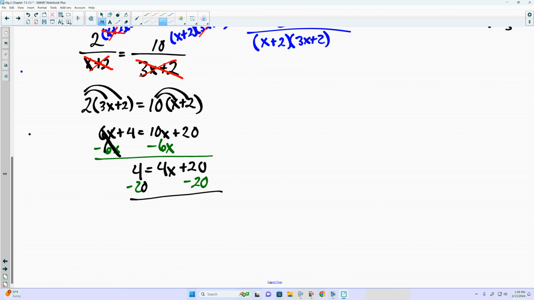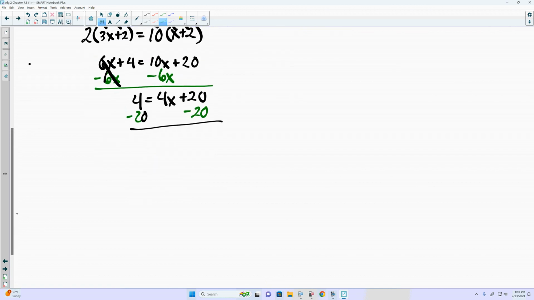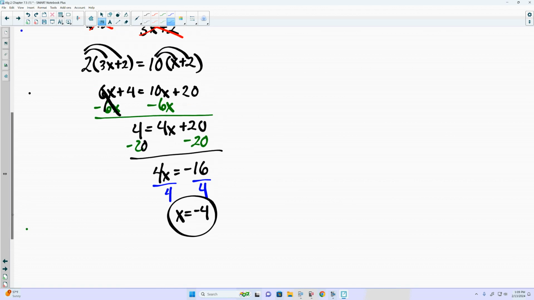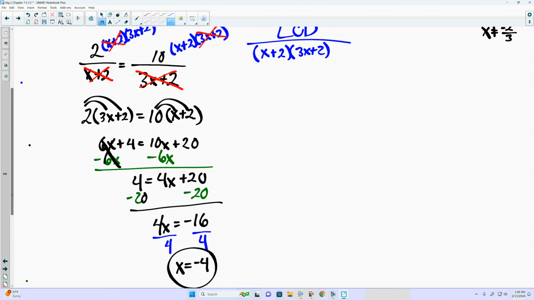Because we need to get x by itself. And we did. Now we just need to get the constant term on the other side. And what this tells us is that 4x is equal to, and last but not least, divide by 4, telling us x is -4. Is that one of our restrictions? No. So that is our solution.